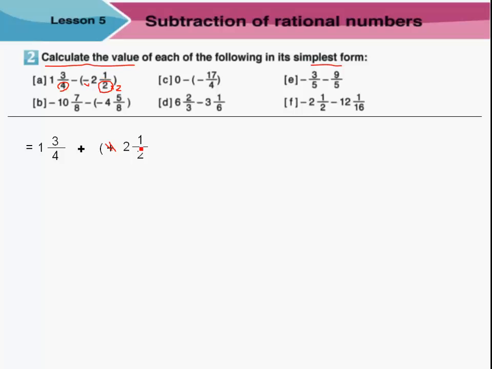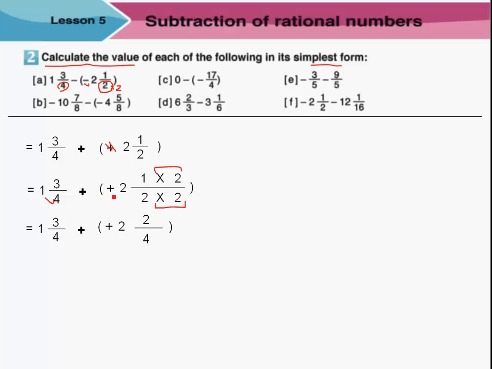So we have 2.5 here. If we multiply 2 times 2, you will get the same denominator here. We multiply the denominator by 2, so we must multiply the numerator by 2. Complete this plus. We write the integer here, cancel this sign, which is 2. 1 times 2 equal 2. 2 times 2 equal 4. So the two denominators became the same.